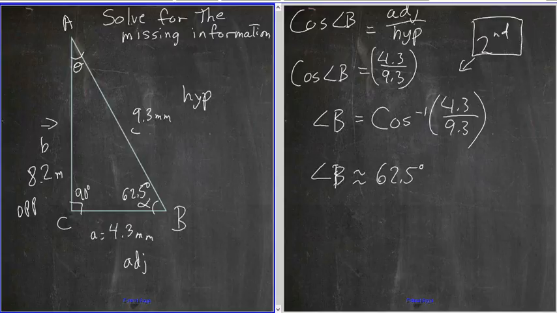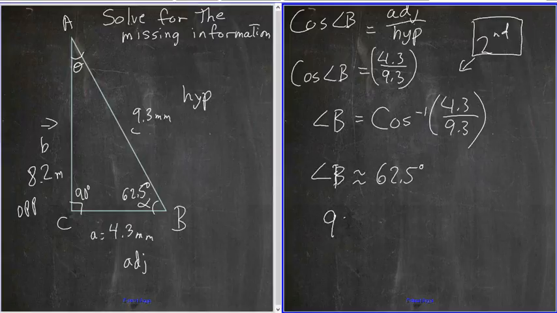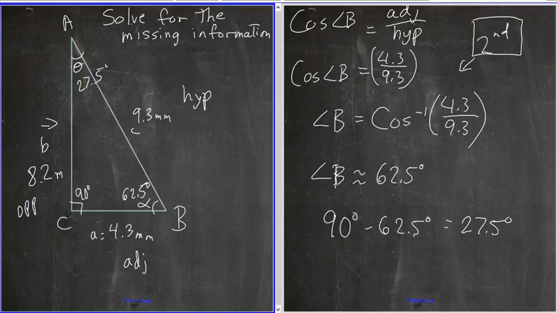The sum of all the angles of a triangle is 180 degrees. So we already have 90 and 62.5. To find the missing angle, 90 degrees minus 62.5 degrees gives us 27.5 degrees over here.